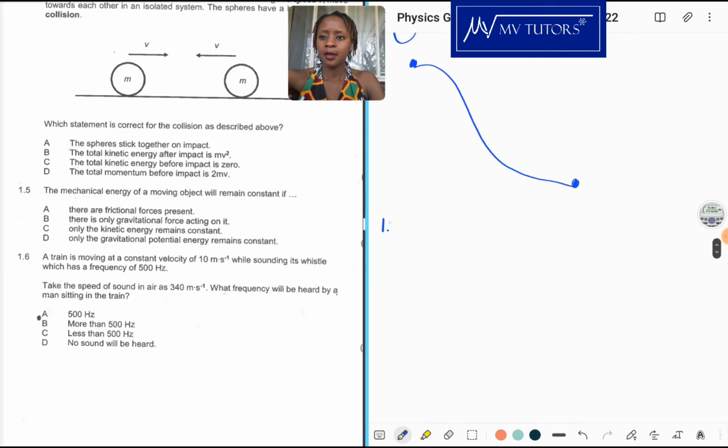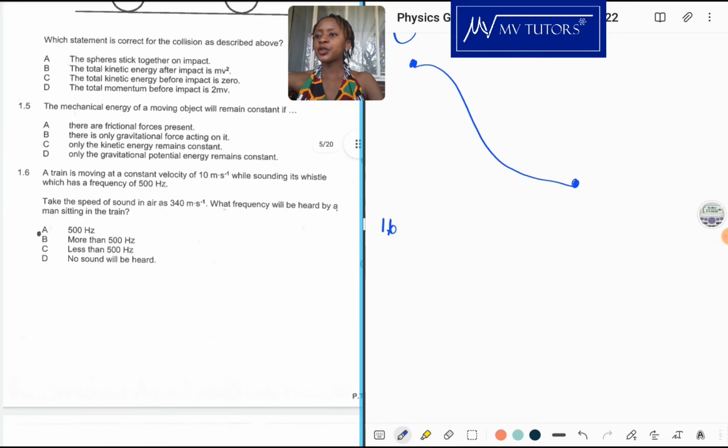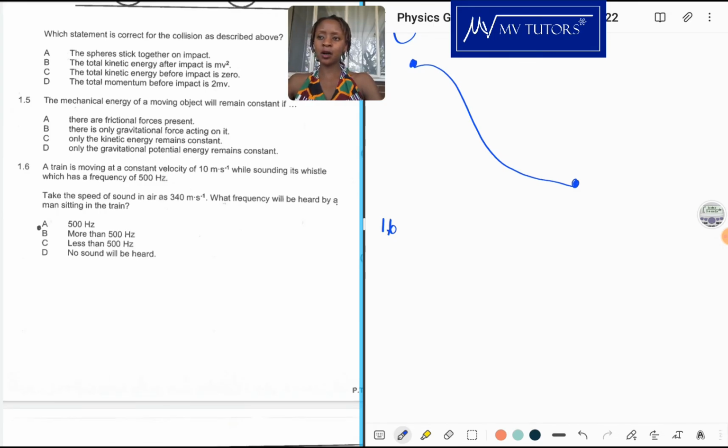Okay. Now 1.6. A train is moving at a constant velocity of 10 meters per second. So the velocity of a source, if I see a train moving, I see velocity, I see frequency, I know we're dealing with the Doppler effect. So the velocity of the source is 10 meters per second. Actually, let me just read the whole question because now I'm assuming the train is going to produce some sound. So a train is moving at a constant velocity of 10 while sounding its whistle, which has a frequency of 500. Okay, now I can write with confidence.